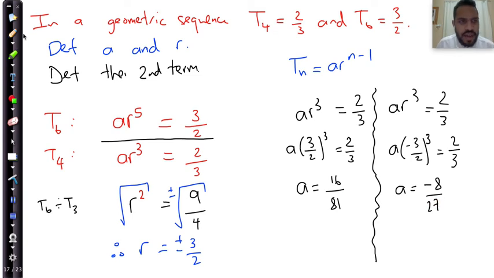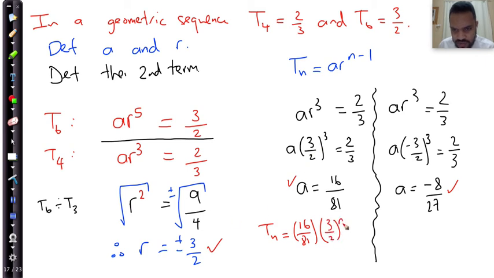Okay, now because there are two different values of a, you will notice that there are two sequences. So we've found r, and we found a over there, two a's, right? So this corresponds to a different sequence. This sequence will be Tn equals 16 over 81 times the value of r, 3 over 2, to the power of n minus 1.